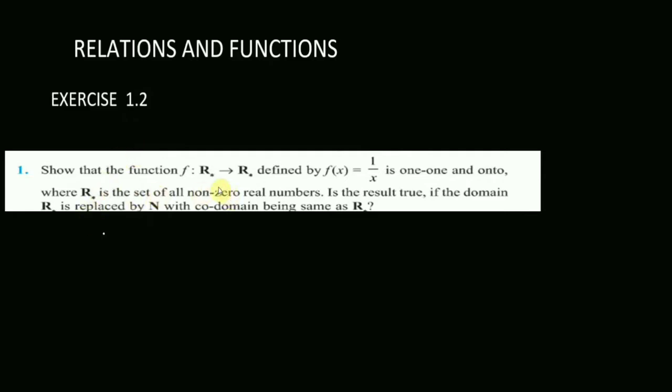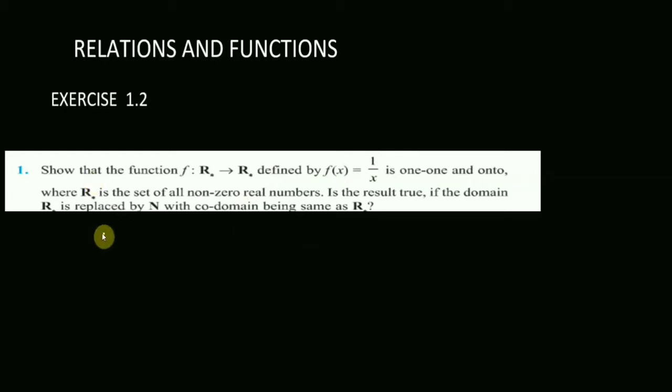Show that the function f from R* to R*, defined by f(x) = 1/x, is one-to-one and onto. So we have to prove this function f(x) = 1/x is one-to-one and onto, where R* is the set of all non-zero real numbers. Is the result true if the domain is replaced by N, with the codomain being the same as R?